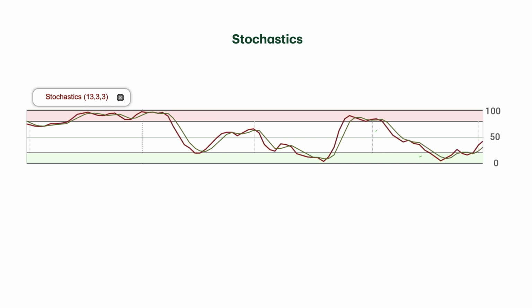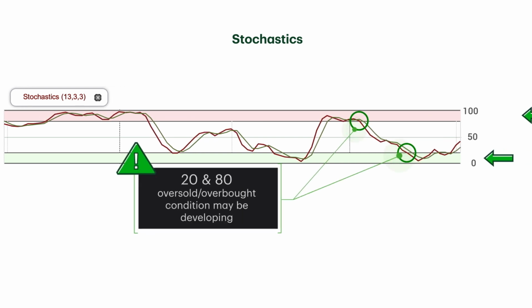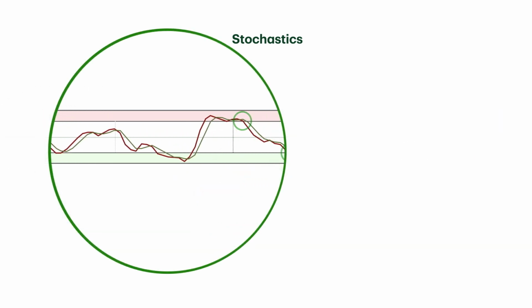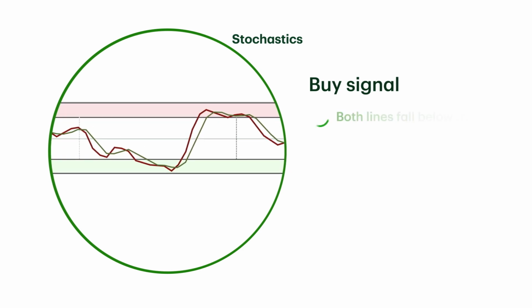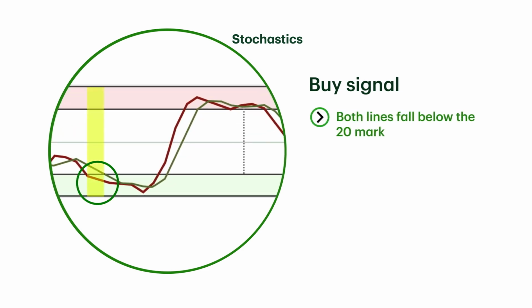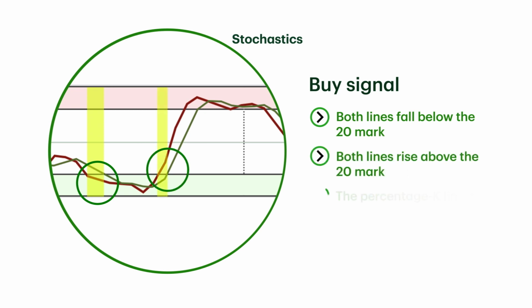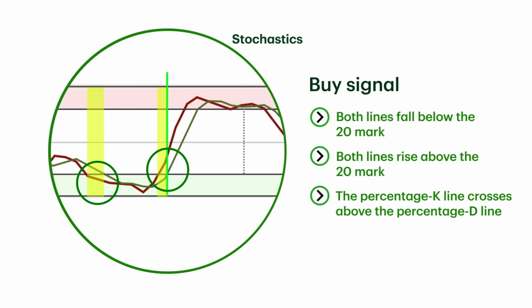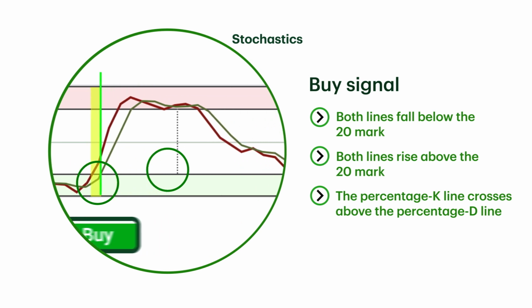Traders should watch for when the lines approach the 20 and 80 marks, warning signs that an oversold or overbought condition may be developing. A buy signal is generated if three things happen within 5 days. 1. Both lines fall below the 20 mark. 2. Both lines rise above the 20 mark. And 3. The percentage K line crosses above the percentage D line.